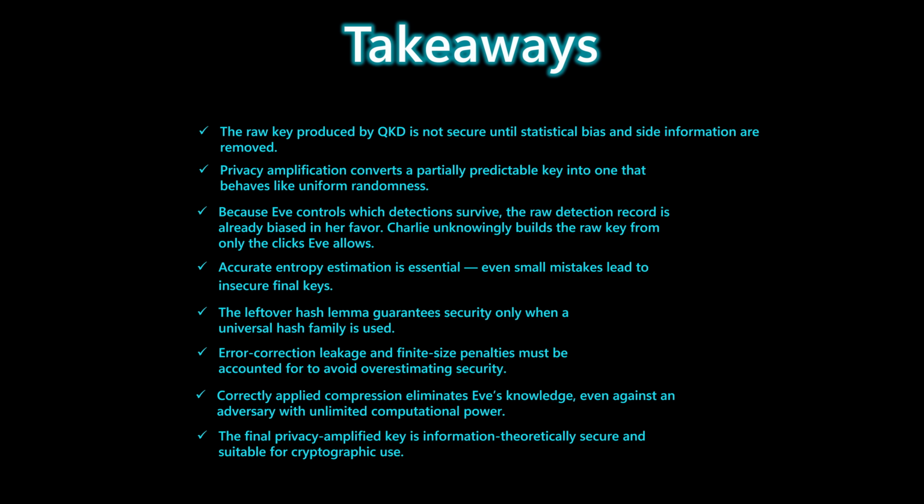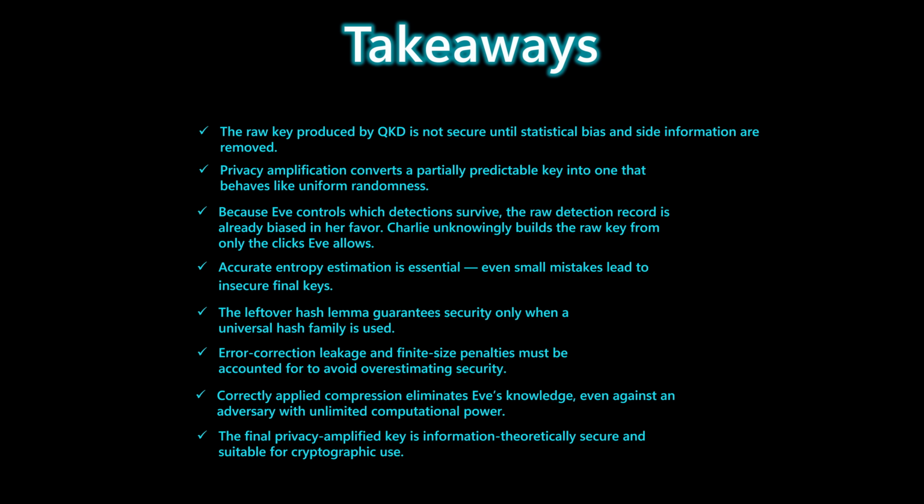Second, privacy amplification is the tool that performs this transformation. It takes a key that is only partially unpredictable and compresses it into one that behaves like uniform randomness. This step is essential for converting physical measurements into a secure digital key.